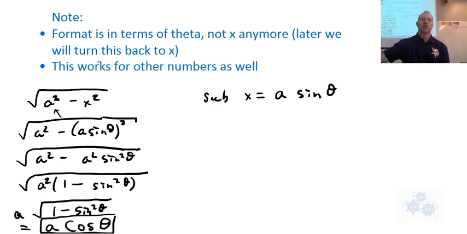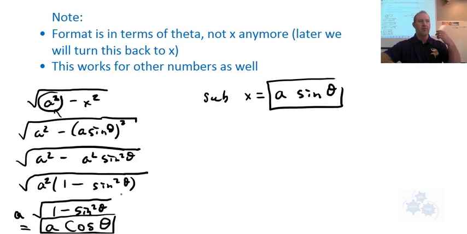Okay? So if a is other than 1, that's no problem. We can substitute in the square root of this constant that we see under the root sign, that is a, and we're going to get a cos theta. So we're still going to be able to get rid of the radical sign, still going to write this in terms of a trig function. It's going to be easier to integrate.